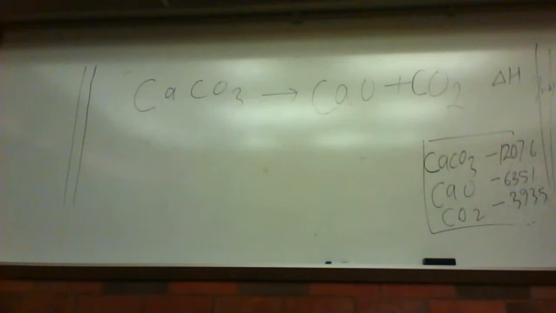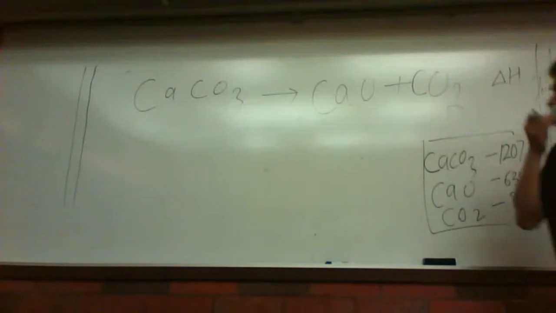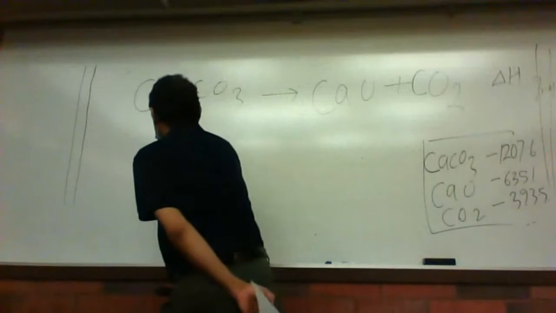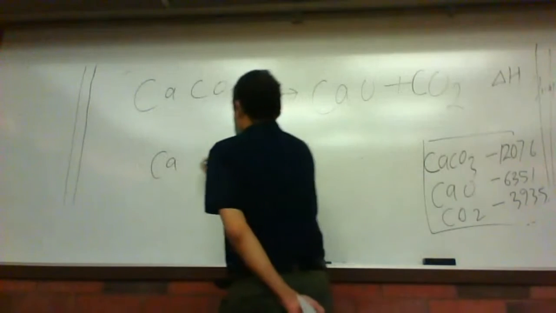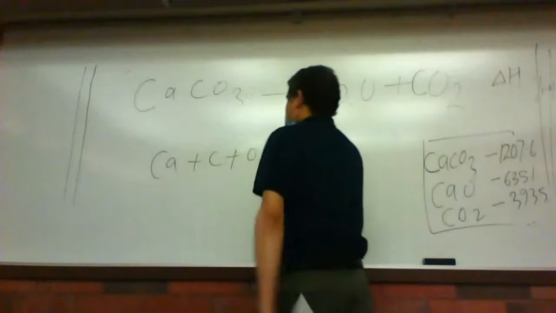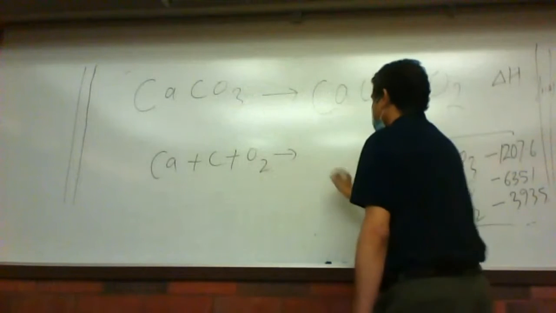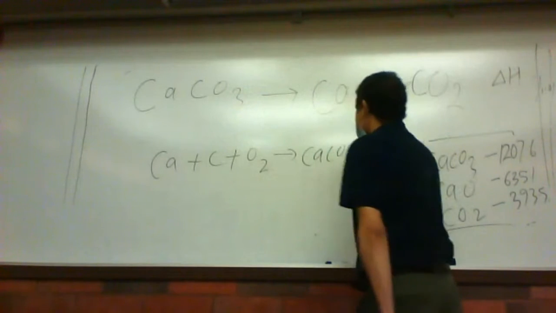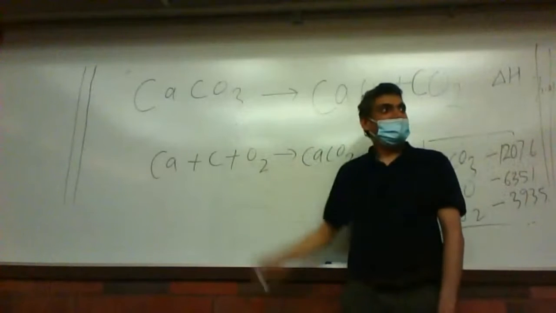So, meaning that if you want to make calcium carbonate from calcium, carbon, and oxygen, it gives a lot of heat out, minus 1207.6, meaning that it is working as a fuel. So, let's say you have calcium here, some carbon here, and some oxygen here, and you are mixing these three things and making calcium carbonate, like this. Make sense?